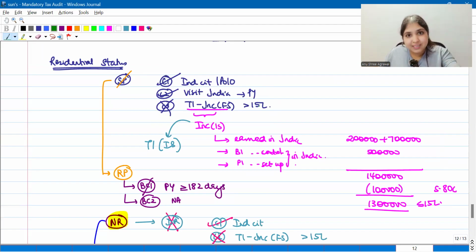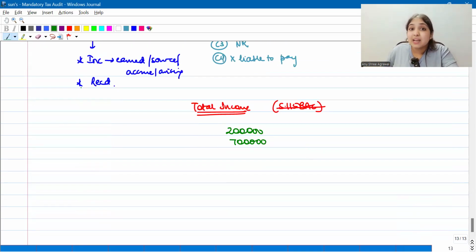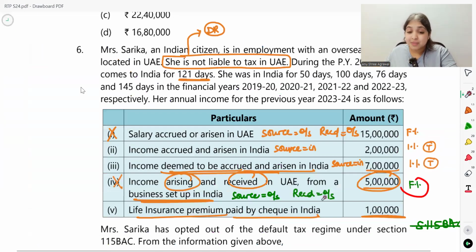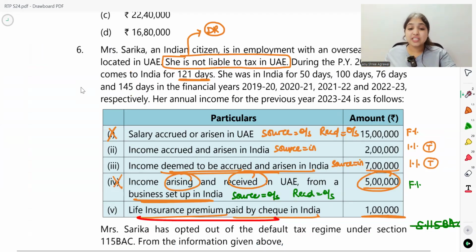Only for this 15 lakh criteria alone, income from Indian source includes these three things. Also includes business income from businesses controlled in India. But now that I have concluded my assessee is NR, only Indian income is taxable. This is clearly a foreign income because the source is outside India, also received outside India. Therefore, I did not consider it. You understood? Two separate concepts. Don't mix them up.